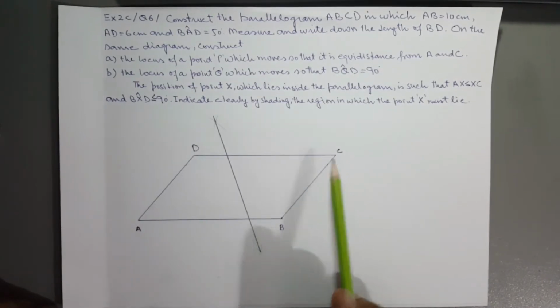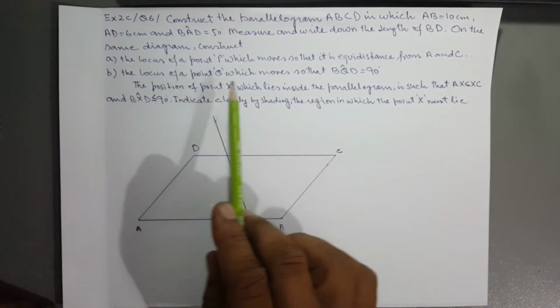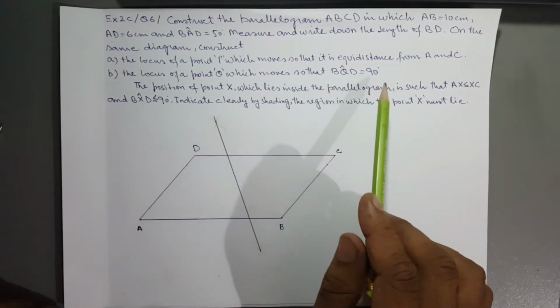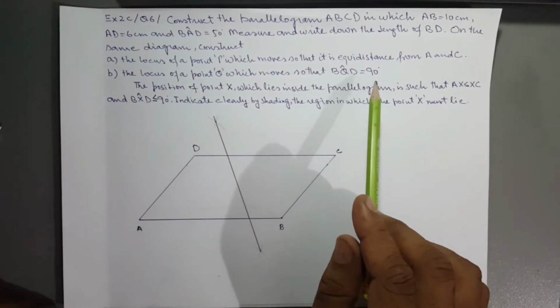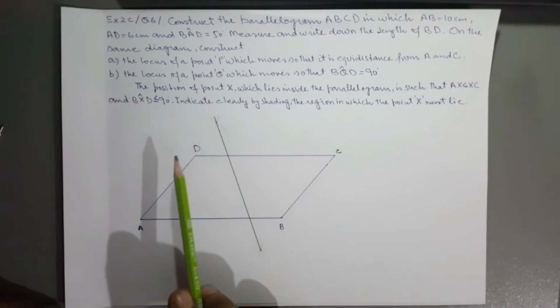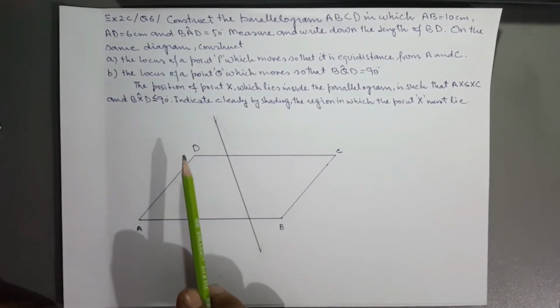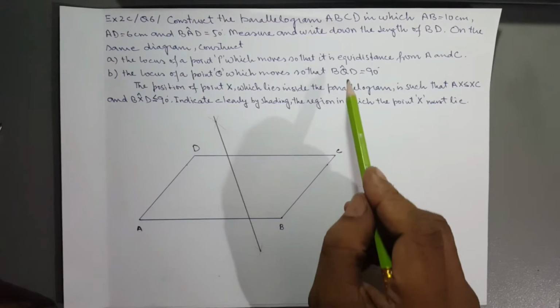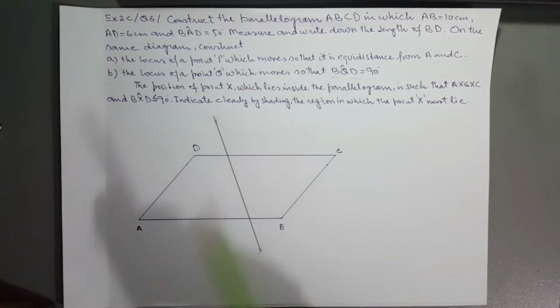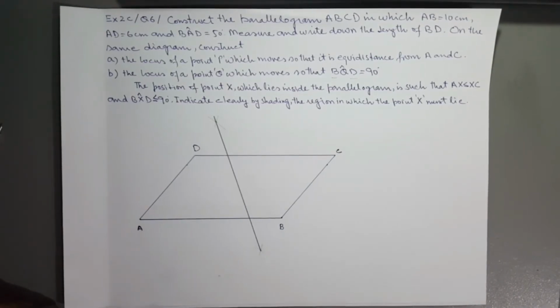You can see that. Now part B is: draw the locus of the point Q which moves so that the angle BQD is 90 degrees. You can see that Q is the variable point and B and D are the fixed points. Now the variable point is in between the fixed points and the angle is 90 degrees.